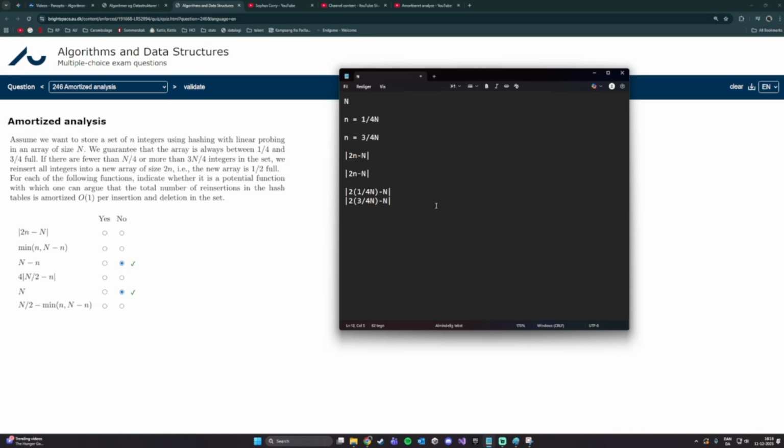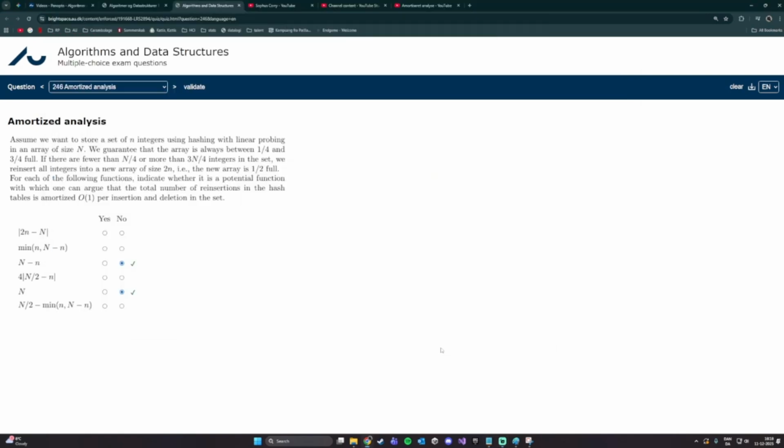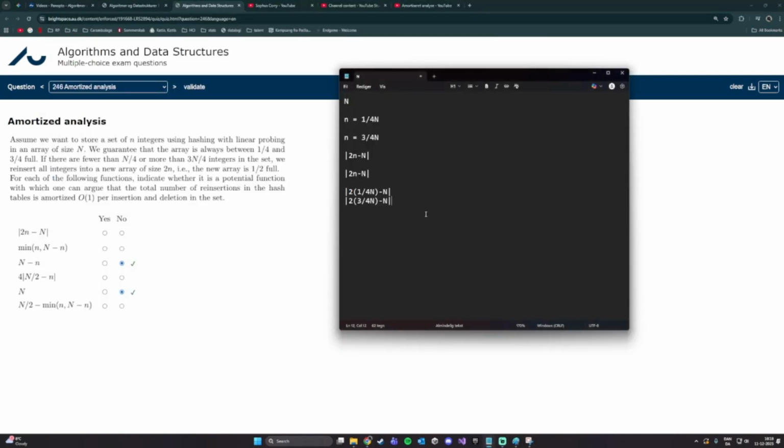So do we have a lot of potential saved up? My microphone just cut out again.